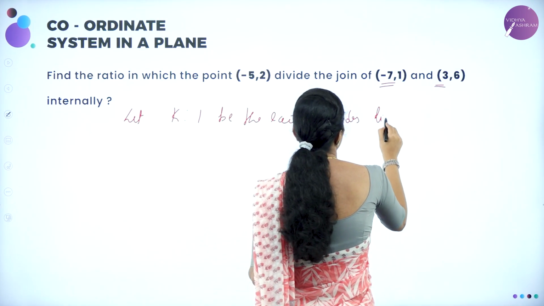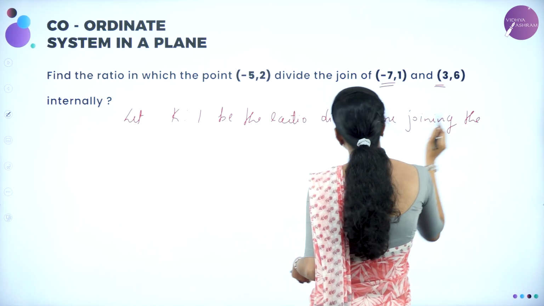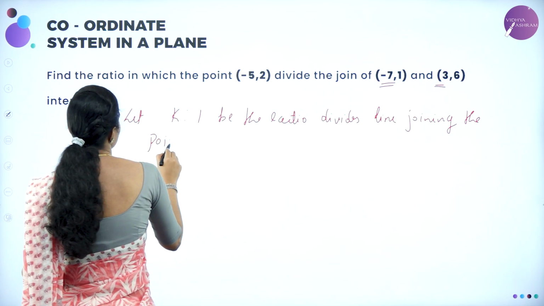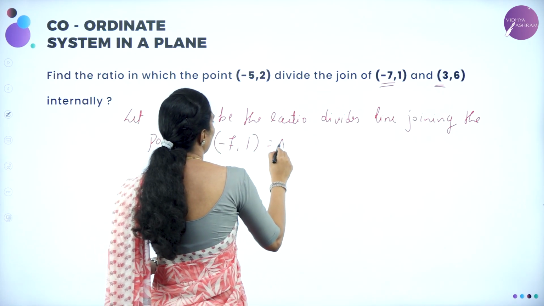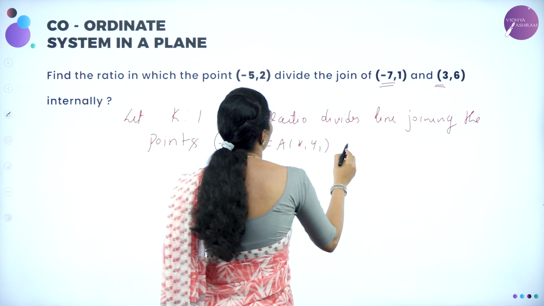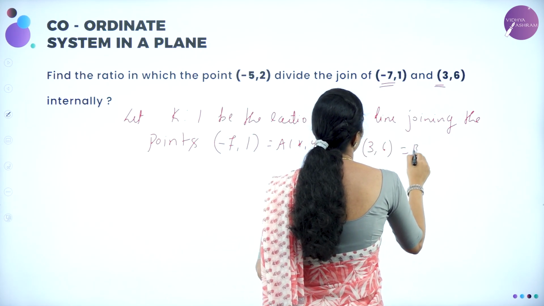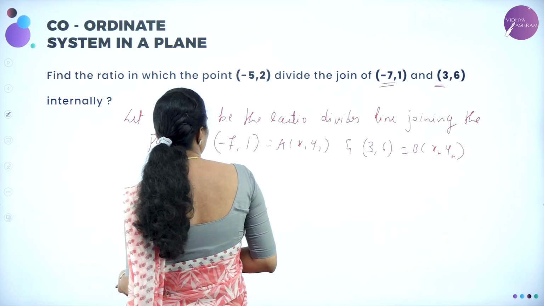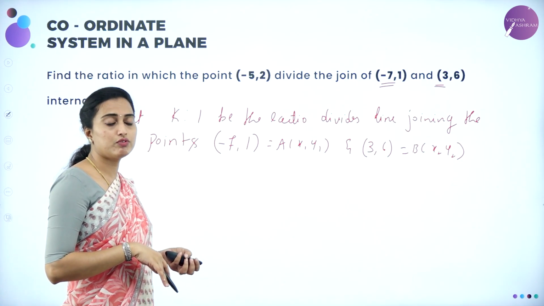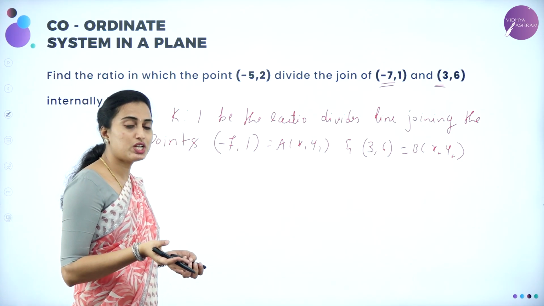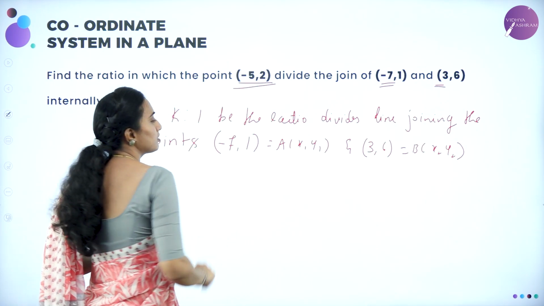Let k is to 1 be the ratio in which it divides the line joining the points (-7, 1), which is A of x1, y1, and (3, 6), which is B of x2, y2. Therefore, m is to n will be k is to 1, which I can equate to the coordinate of the point (-5, 2).